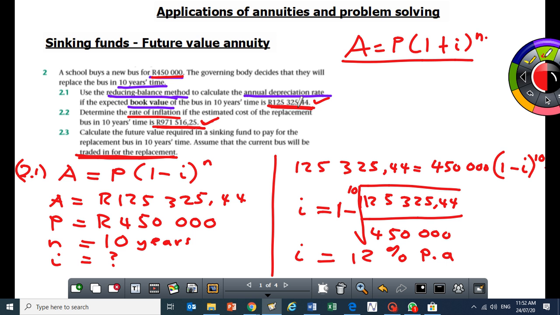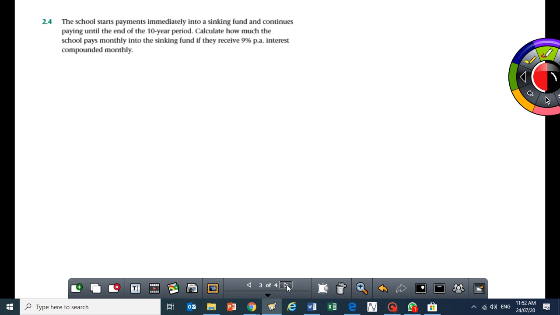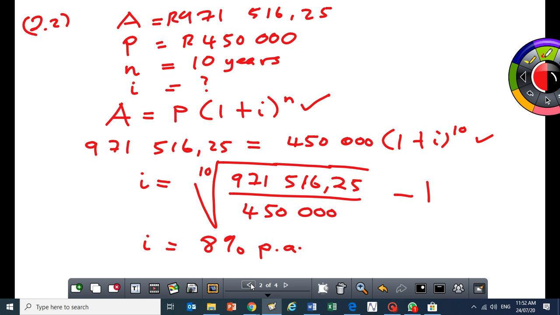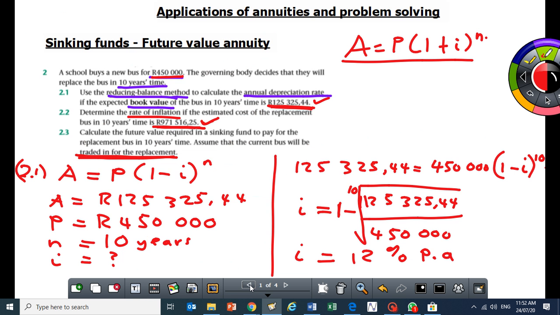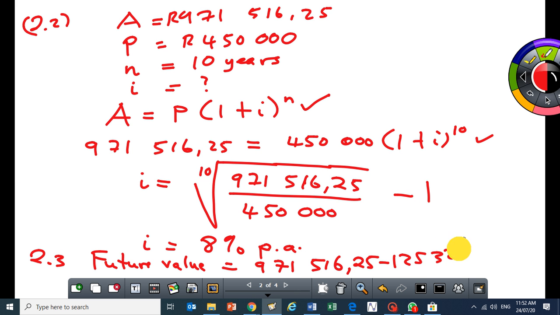So we are going to move on to the next page. Okay? Let me do it here. So I'll say 2.3, future value. This is the future value in the sinking fund. It's going to be equal to 971,516.25 minus 125,325.44. So, what will be the future value?